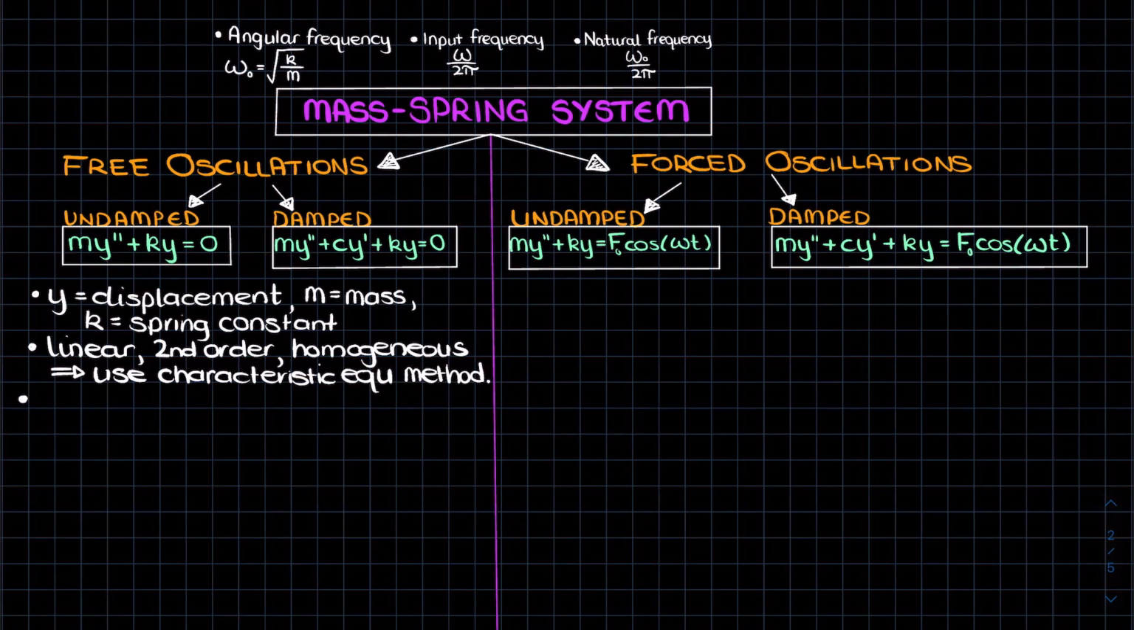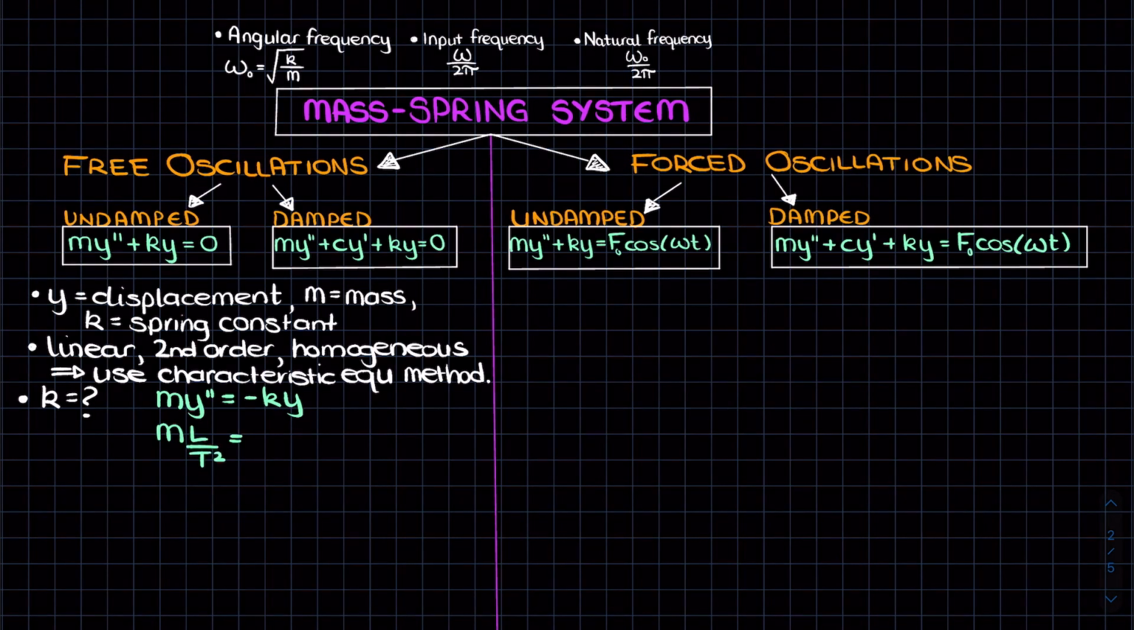solve them. Oh, and the units of k are, well, if we rewrite the undamped equation as m y double prime equals minus k y, and we use dimensional analysis, so mass remains as m, y double prime is a second derivative of displacement with respect to time, so acceleration, which is length over time squared, then the right-hand side also has to have the same units. We know that y is displacement, so it has a unit of length. So the spring constant k must have units of mass over time squared.